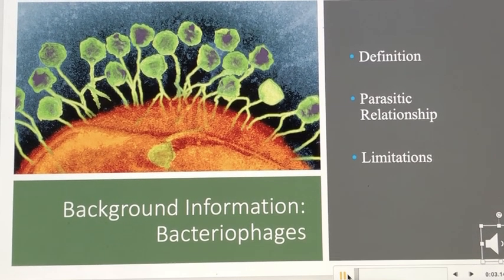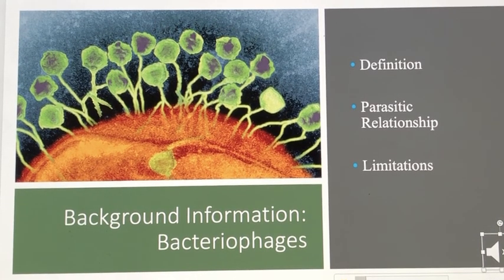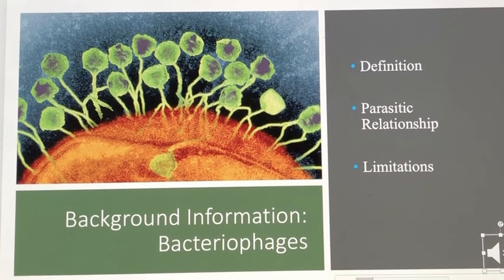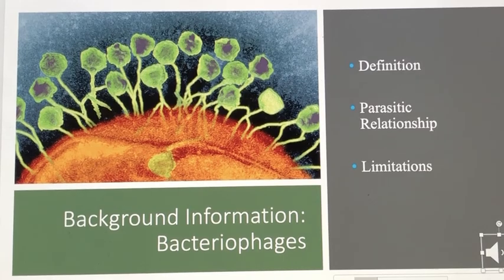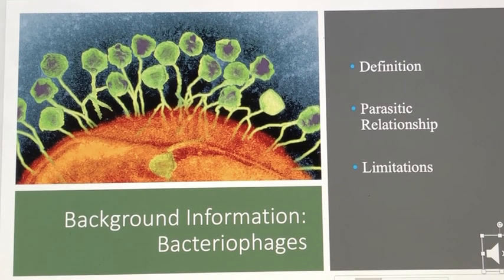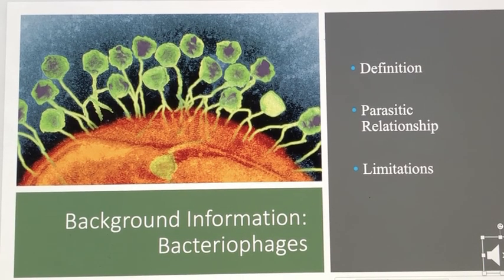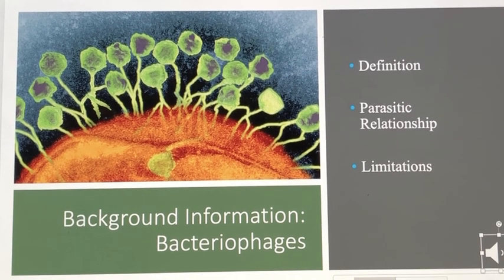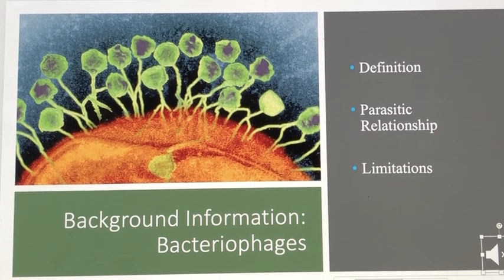To begin, most people are probably not sure what a bacteriophage is. The definition of a bacteriophage is a virus that infects a bacterium by reproducing inside of it. The relationship between the bacterium and its bacteriophage can be described as a parasitic relationship. As you probably know, a parasitic relationship is a relationship in which one organism infects a host organism while the parasite benefits and the host is being harmed.